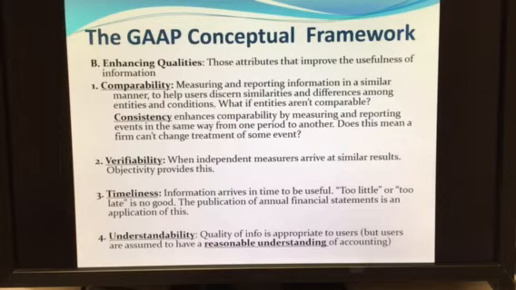Timeliness means that information arrives in time to be useful. It doesn't matter how accurate it is, how good the information is, if in fact it comes too late to be useful in making decisions. The publication of annual financial statements is an application of this notion of timeliness. That is, companies don't issue financial statements every 2 or 3 or 5 years.